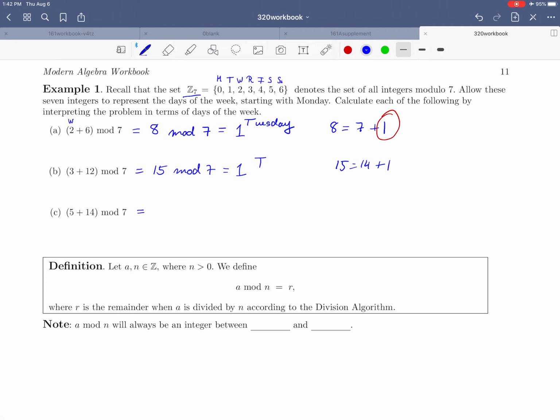Let's look at 5 plus 14 mod 7. So 5 plus 14, that is 19 mod 7. And what is that? Well, 19, that is 14 plus 5. So the result is 5, and going back to our list up here, 5 is Saturday. So this represents Saturday.